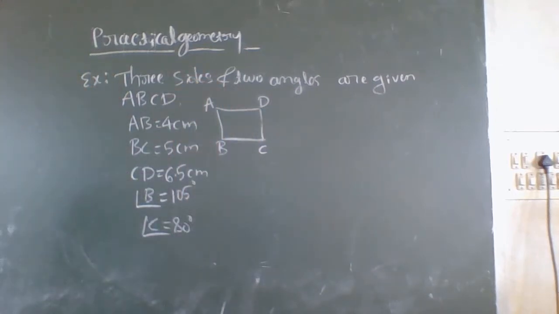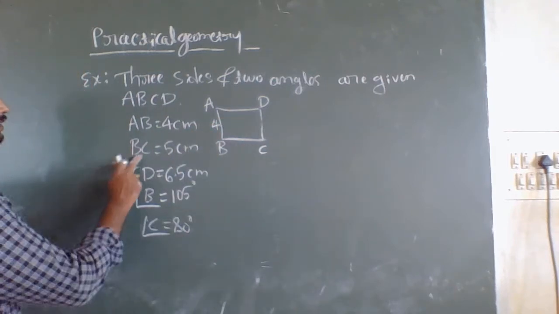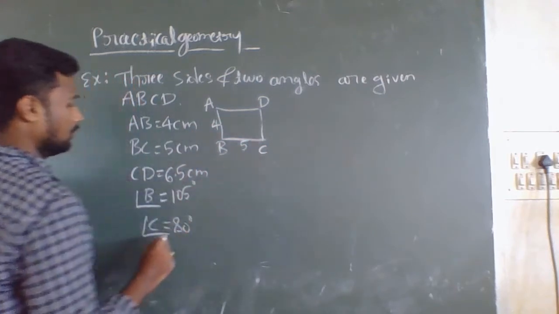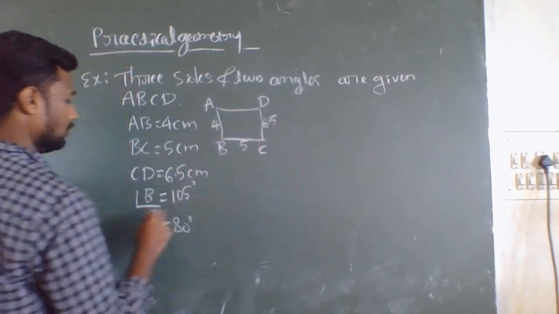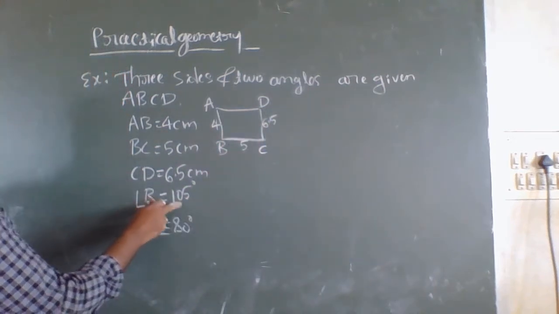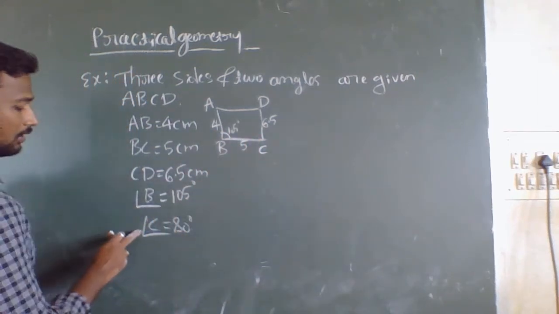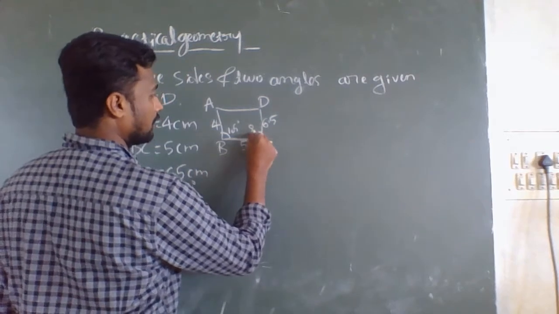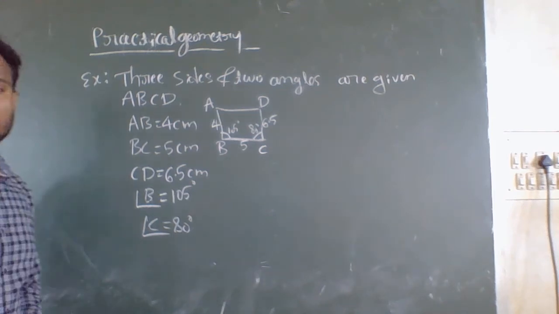This is the quadrilateral, and here AB is 4 centimeter, BC is 5 centimeter and CD is 6.5 centimeter. Angle B is 105 degree, and angle C is 80 degree. So this is the rough diagram. Now we will start to construct this quadrilateral, where three sides and two angles are given.